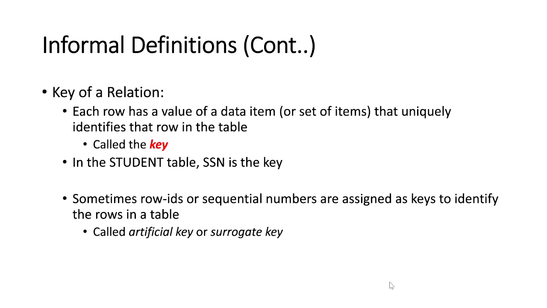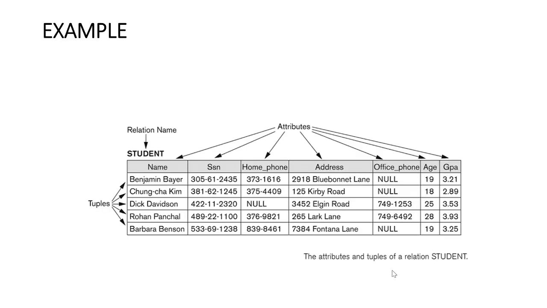And what is an artificial key or surrogate key? Sometimes row IDs or sequential numbers are assigned as keys. Suppose you give 1 to Benjamin Bayer, 2 to Chung-cha Kim, and 3 to Dick Davidson, then 1 to 3 are going to be called the artificial key or surrogate key.